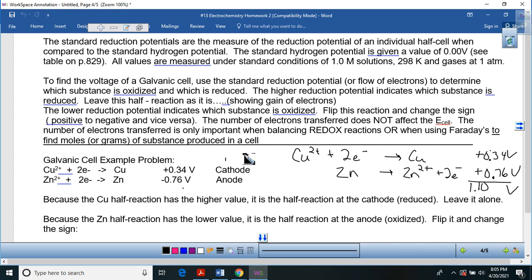And then once I have my half reactions written correctly, and I'm showing the copper gaining electrons because it's being reduced, and I'm showing the zinc losing electrons because it's being oxidized, I can balance out my half reactions, and I can write out my redox reaction. Okay, so this is my balanced redox reaction.